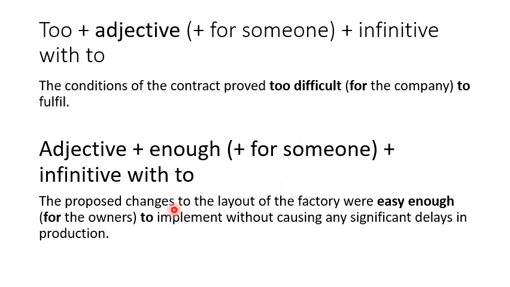And another tool, which is "enough to," makes the sentence weaker, to reduce the tone of the sentence. For example, the proposed changes to the layout of the factory were easy enough for the owner to implement without causing any significant delay in the production. These proposals, these changes are easy enough for them to do.